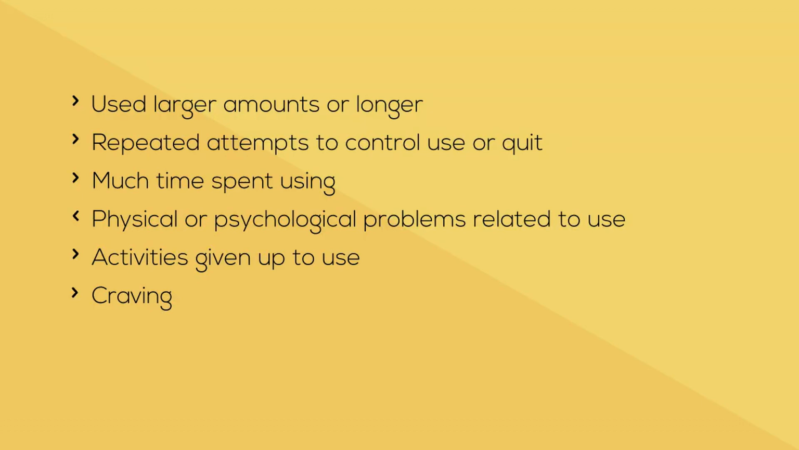Physical or psychological problems related to use. Your substance use has led to physical health problems, such as liver damage or lung cancer, or psychological issues, such as depression or anxiety. Activities given up to use. You have skipped activities or stopped doing activities you once enjoyed in order to use the substance. Craving. You have experienced cravings for the substance.